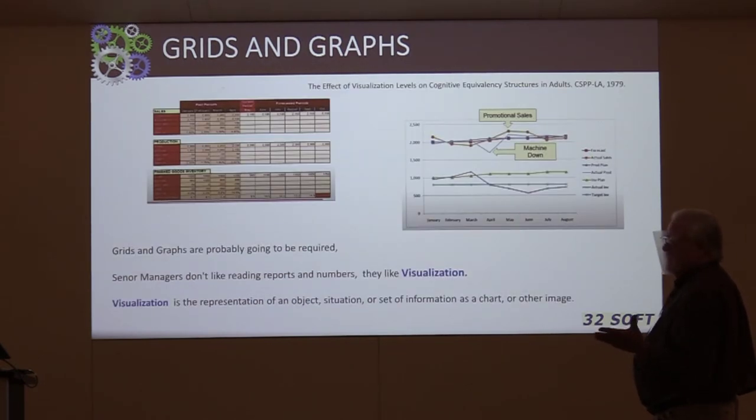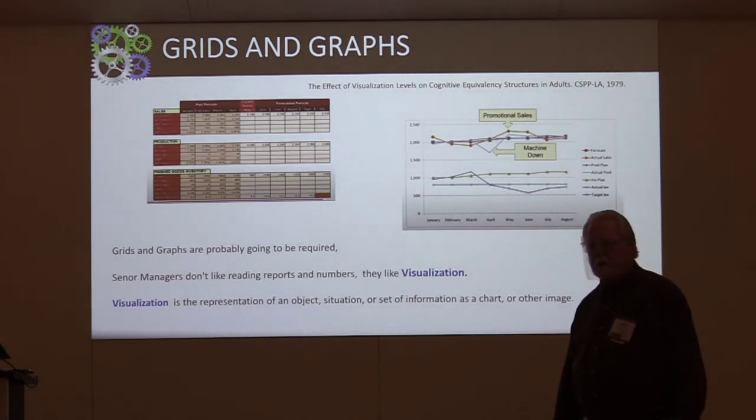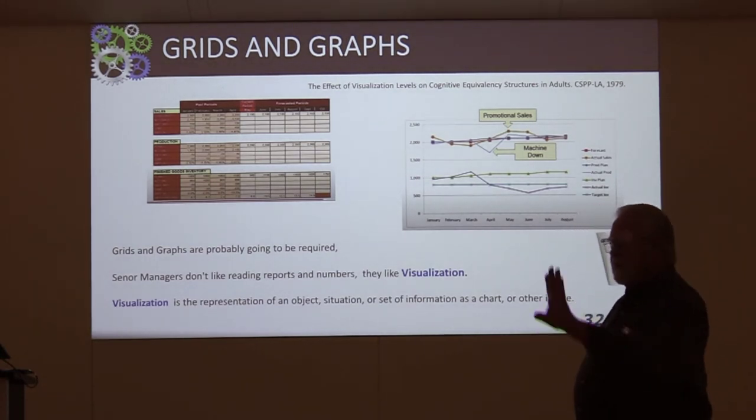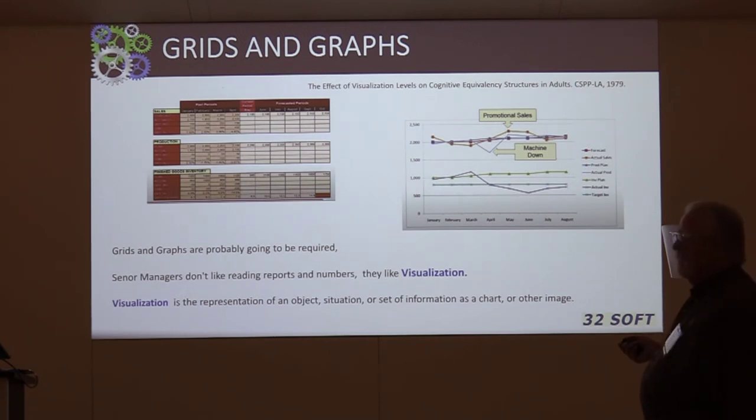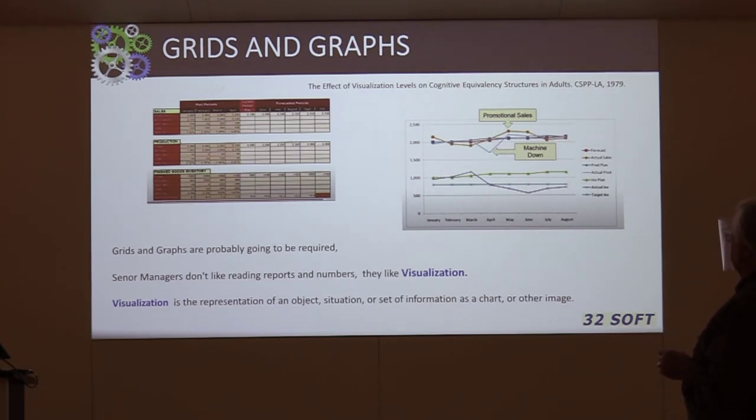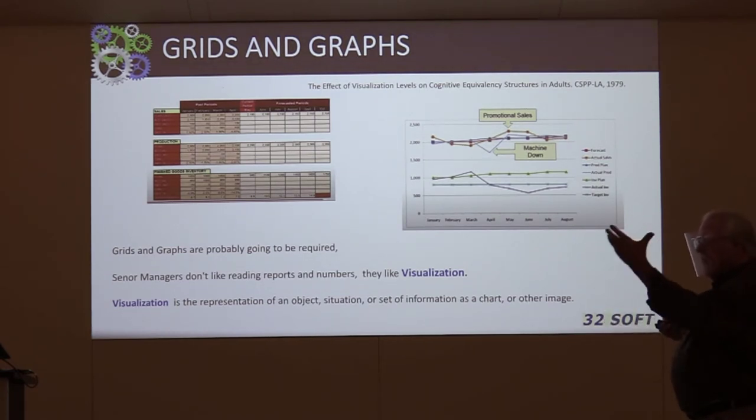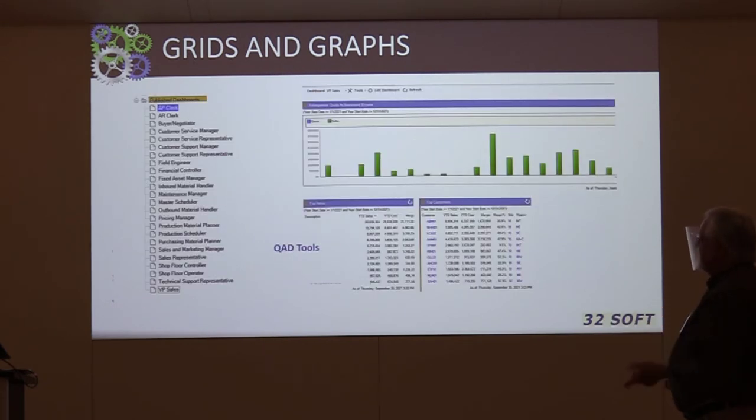You're probably going to need grids and graphs and pictures because senior management doesn't like reading numbers. Anybody remember Trump? He doesn't like numbers, he likes pictures. So pictures are a good way to convey this information as to the status and the plans associated with that sales and operations planning process. I ran across this, the effects of visualization levels on cognitive equivalency structures in adults from the College of Psychology in 1979 talks about how you visually learn and deal with data. And QAD's got lots of these tools.